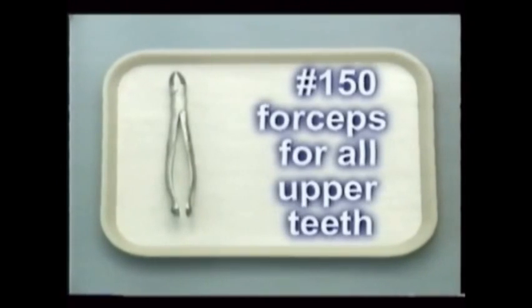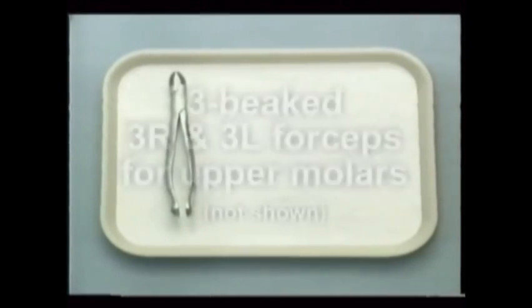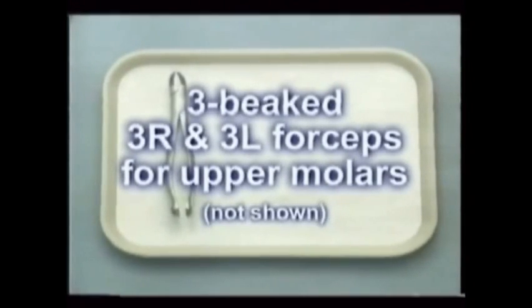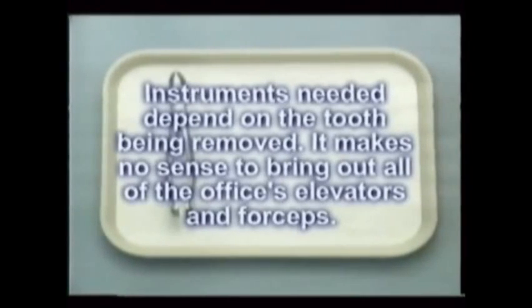Some forceps, like the number 150 for upper teeth, are universal, meaning they can be used on either the right side or the left, or even in the front or the back. Others allow access to and really only work on one side of the mouth. Examples include a number 3R for upper right molars and a number 3L for the upper left ones. Again, the particular elevator and extraction forceps needed depend on the tooth being removed.